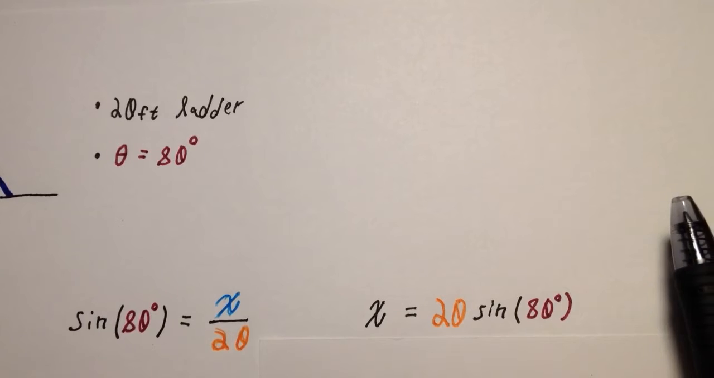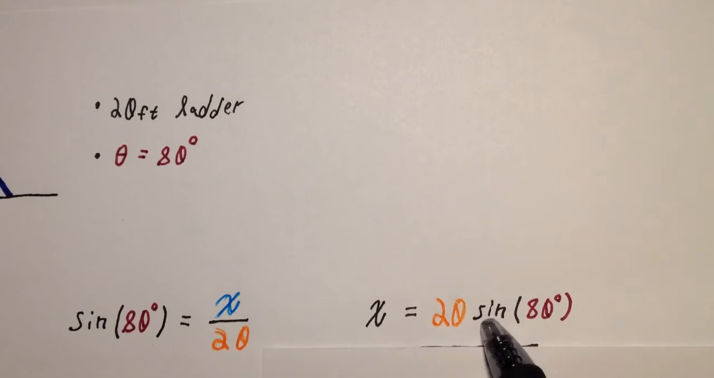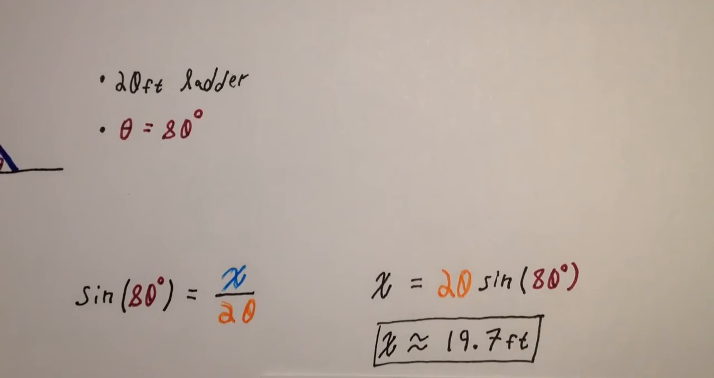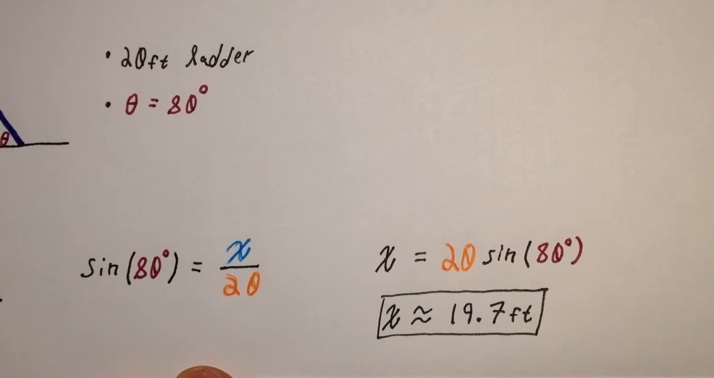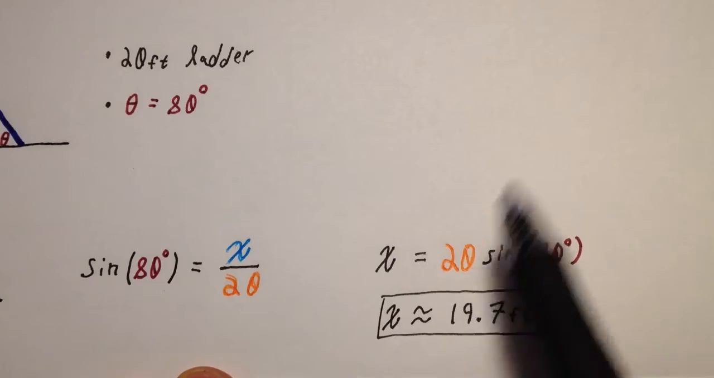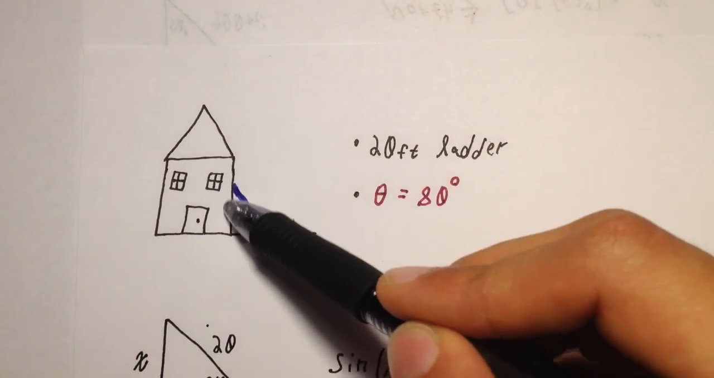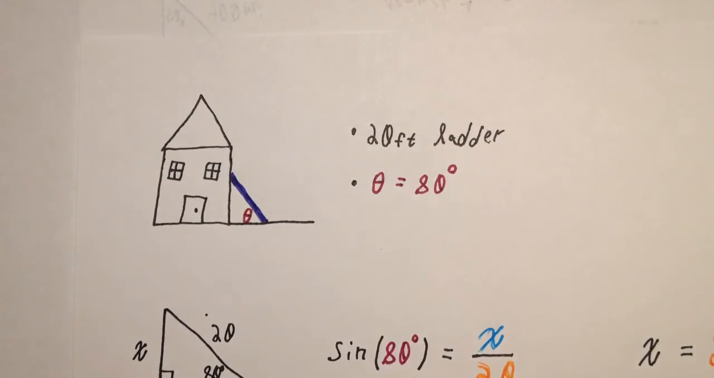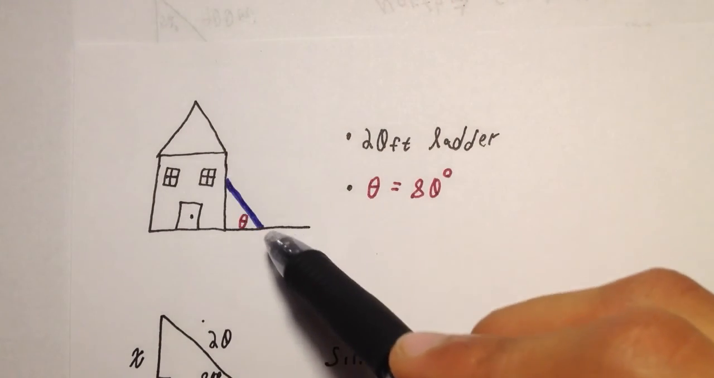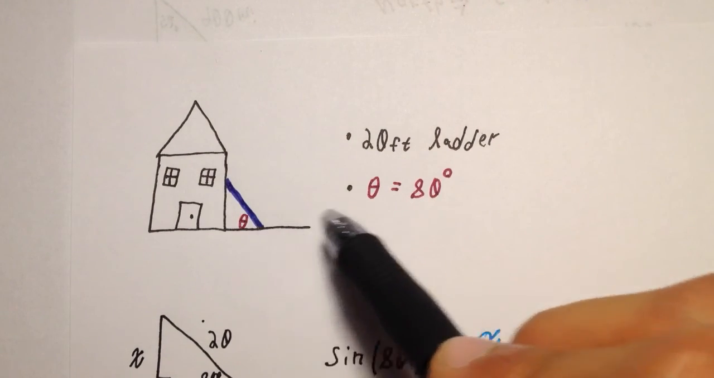You should get something that looks like this. x is equal to 20 sine of 80 degrees, and when you work it out on your calculator, you should get about 19.7 feet. So what this tells me is that the vertical height that this ladder makes over here is about 19, maybe even 20 feet when the angle made is 80 degrees.